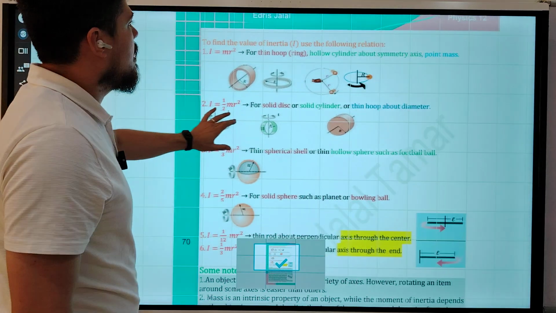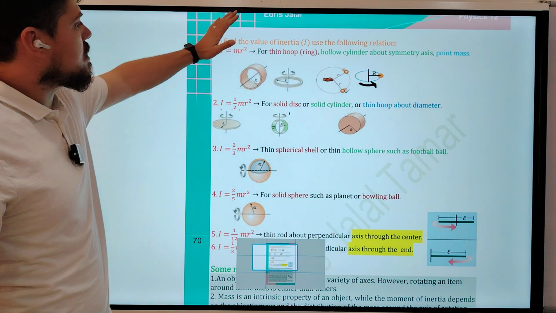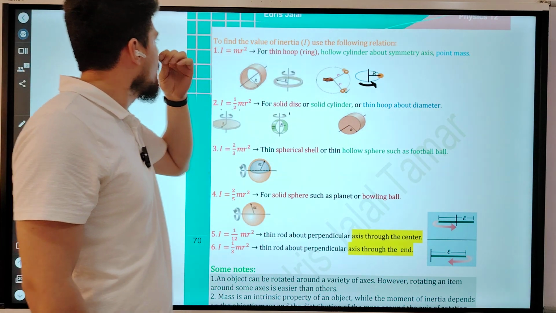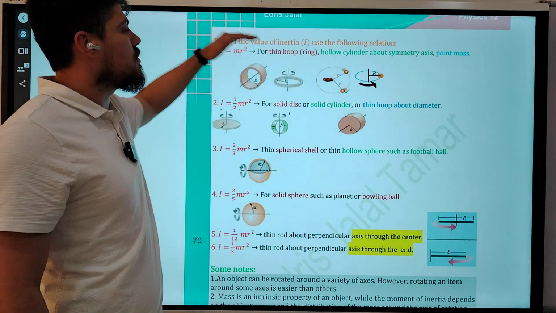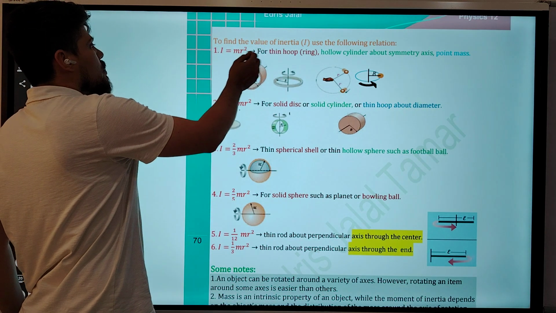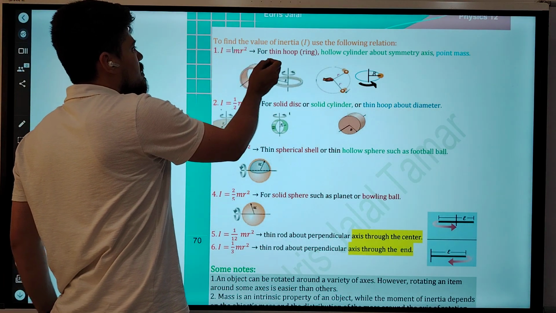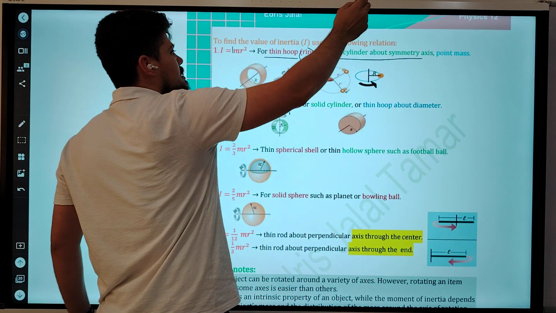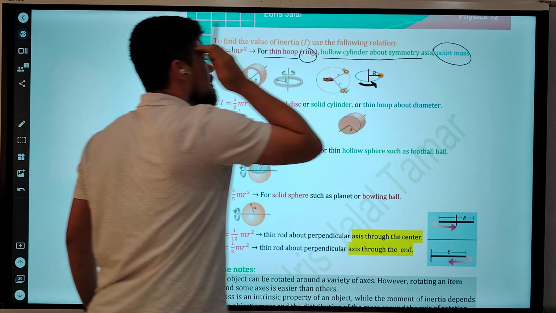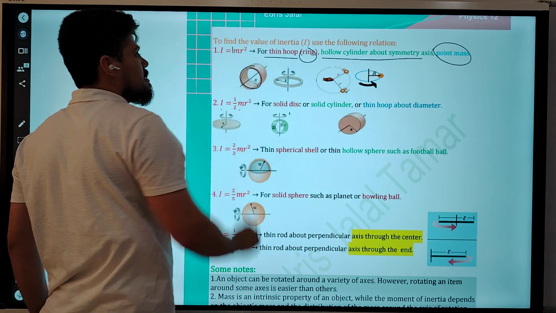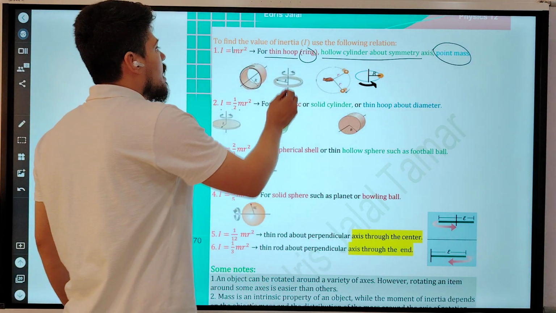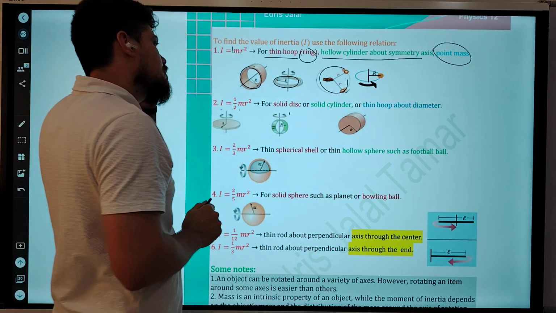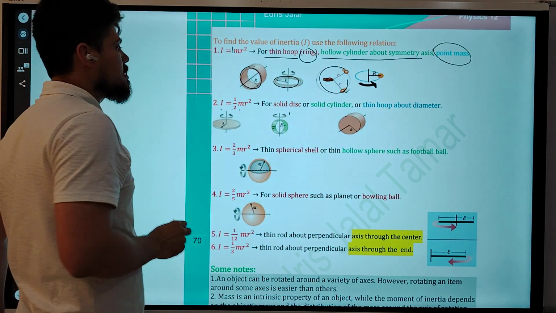As you can see, I mentioned again, these are the shapes. Okay, so it will be very helpful for the students to see the shapes. To find the value of moment of inertia, use the following relation. Moment of inertia is equal to mr squared for what? 1 mr squared. For the thin hoop, such as a ring, hollow cylinder about the symmetry axis, and point mass. Okay, this is a hollow cylinder, such as a can of Pepsi or Cola, and this is a ring, this is a point mass. Okay, for these three shapes, moment of inertia is equal to 1 mr squared.